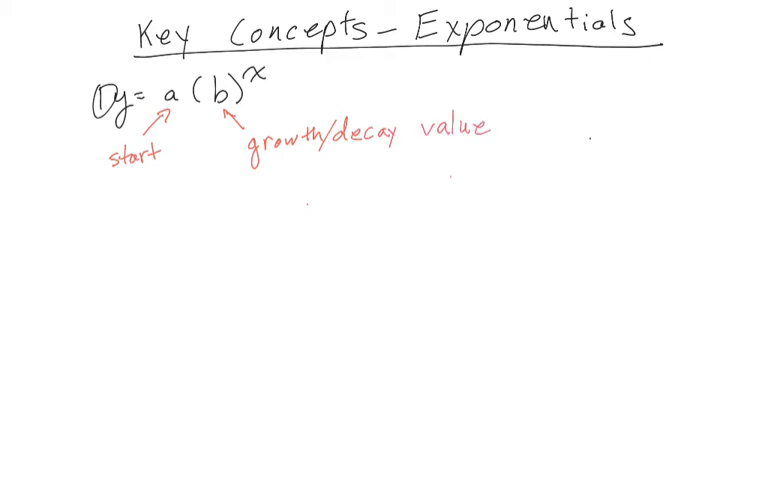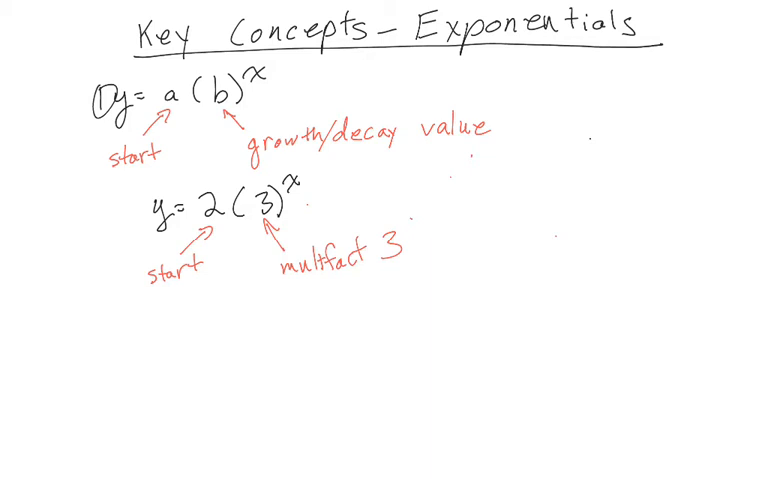So, for example, let's say I took a look at an equation like y is equal to 2 times 3 raised to the x. This says that my starting value is 2. And every time it increases, we increase by multiplying by a factor of 3. So every time we change our x value from 0 to 1 to 2 to 3, we're multiplying by some power of 3. So we're always increasing by a multiple of 3.